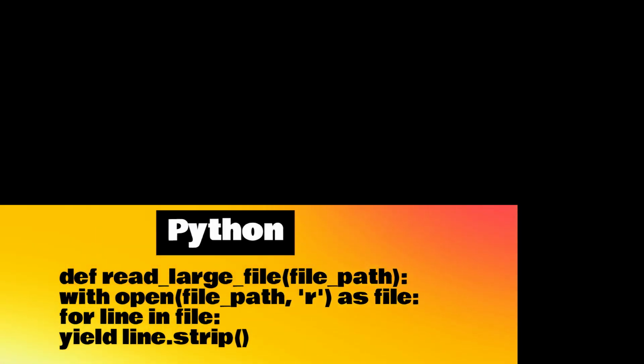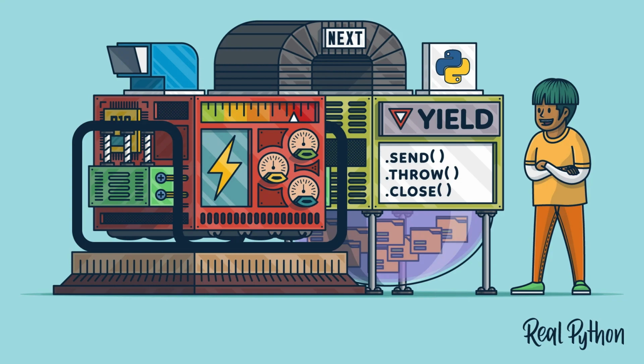Dealing with large datasets in the cloud can be challenging. Generators offer a memory-efficient solution to handle substantial data. Let's say you have a large file with millions of lines. Using a generator, you can read and process each line one by one.